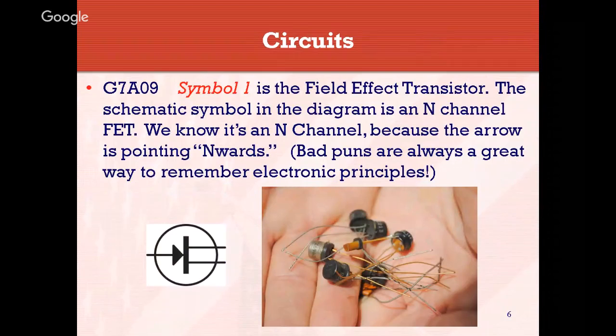G7A09, symbol number 1 is the field effect transistor. The schematic symbol in the diagram is of an N-channel FET, and we know that because of the direction of the arrow that is there. N channel, or inwards, is a good way to remember that, even though it is a bad pun. And you see the various types of field effect transistors there in the palm of that guy's hand. So symbol one is a field effect transistor.